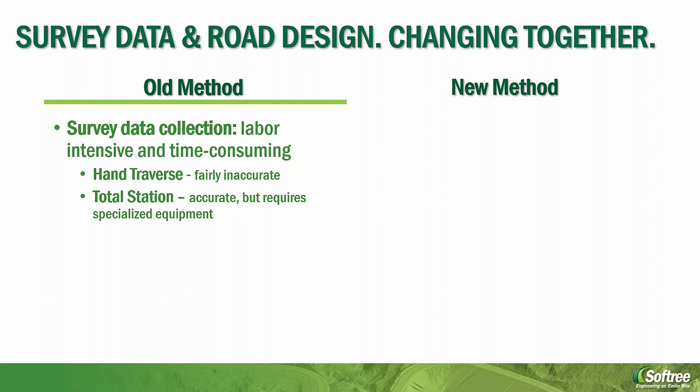Total station is much more accurate, but it requires specialized equipment. So you need a total station, a data logger, and you also need line of sight. So it takes longer and gives you more accurate data, but both of these are fairly labor intensive. They require a two-person crew and a bit of time. Another limitation of this is it only collects survey data along the area of interest.